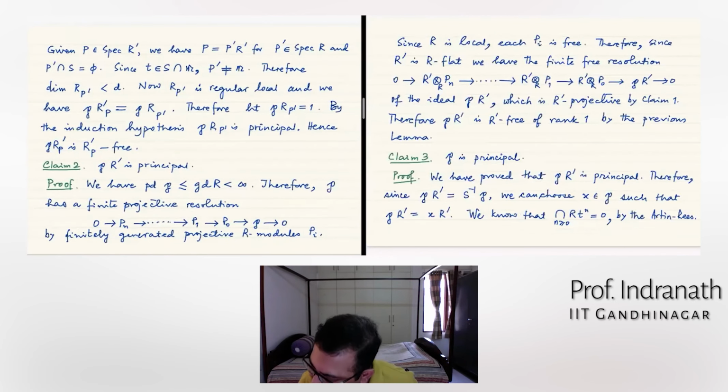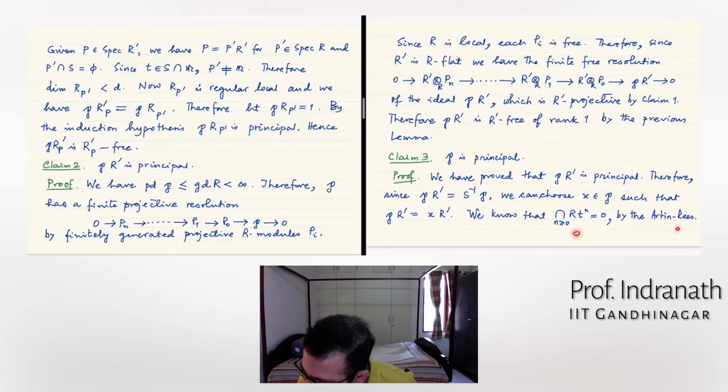Okay, so you have proved that this is principal, right? So therefore, P R' is, I'm sorry, I wanted to write X S inverse. I mean, basically, what I wanted to write is that I can write P R' is X R'. Now you have this here.